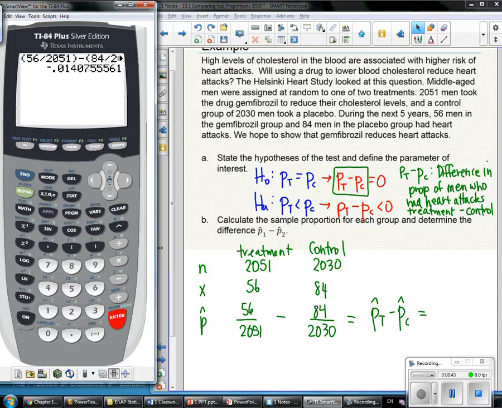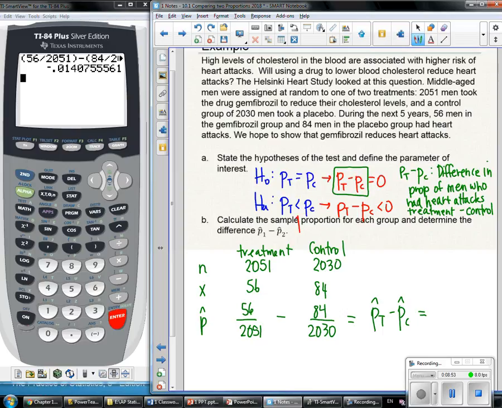And I get a difference of, and notice that it's negative, and that's because there were more heart attacks in the control group. So when I subtract, I'm going to get a negative number. And that does sort of coincide with our suspicion that the treatment group is less. So I end up with a test or a sample statistic. The difference is negative 0.014.